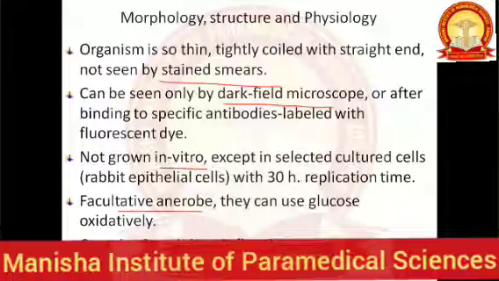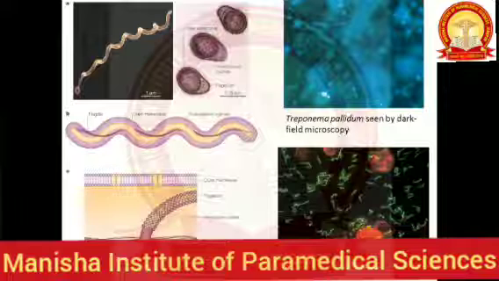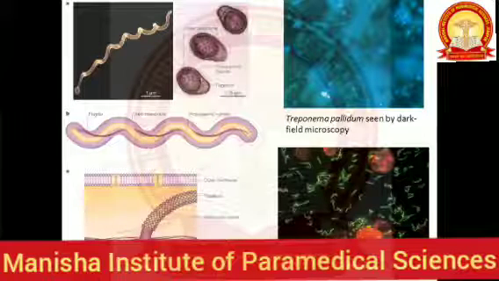And as we know, they have three periplasmic flagella, and these flagella are inserted at each of the cellular ends, under the outer membrane envelope. Now if we look at the picture, it will be more clear. This is a clearer picture, as you can see.